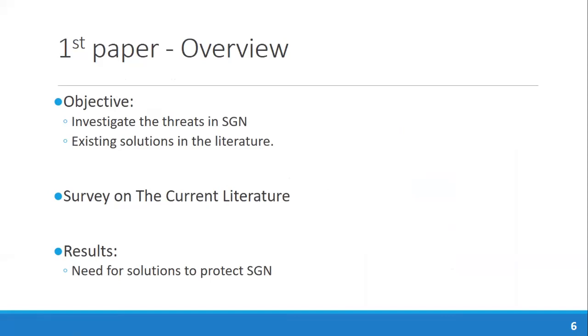In this paper, the focus is to investigate the threats and vulnerabilities in smart grid networks, and then we aim to study the existing solutions provided by other researchers. So we researched the threats that SGN will be facing, both physical and cyber, in a survey-like paper, and researched some of the solutions that other researchers have provided recently. After doing that, we came to the finding that there is a need to develop solutions in smart grid networks to help protect the grid.